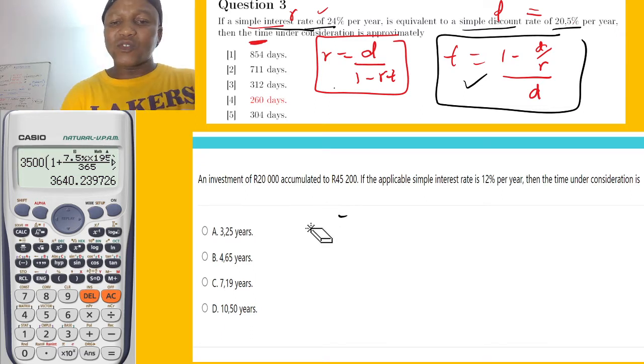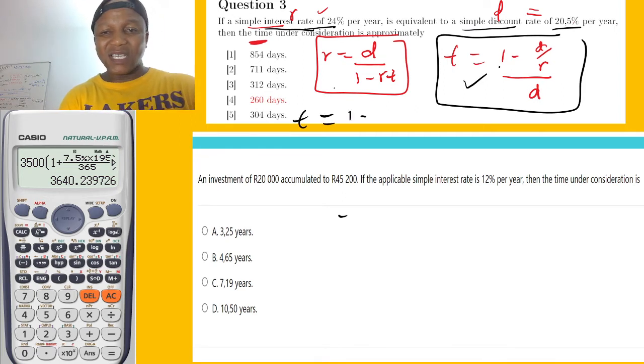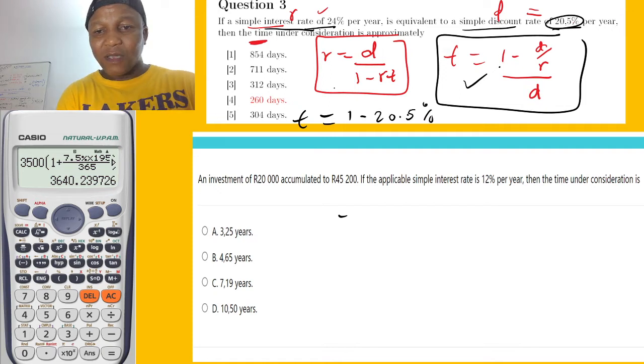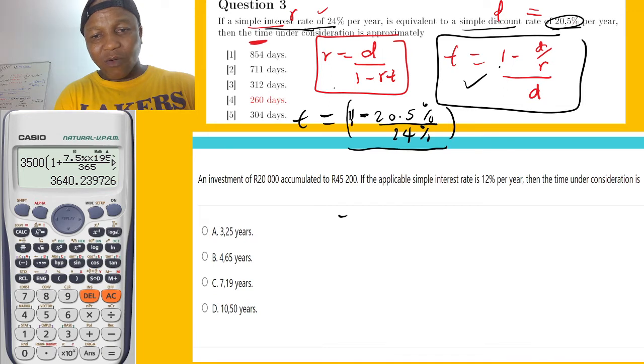So here I can just do the second question. I'm going to say my T equals 1 minus my D. What is my D? This is equal to 20.5%, and then we divide by R. What is R? R is the interest rate, which is equal to 24%. And then what happened? All of this we can do like this. We divide by D. What is D? Our D we know. Our D equals 20.5%.